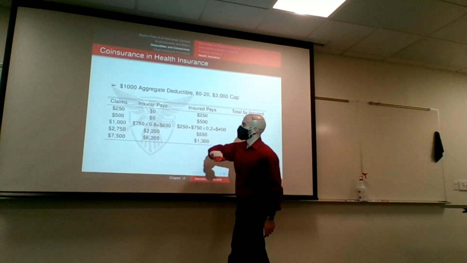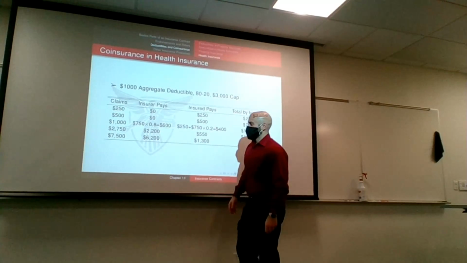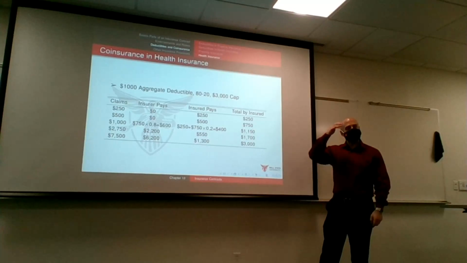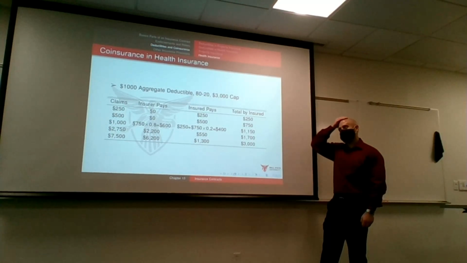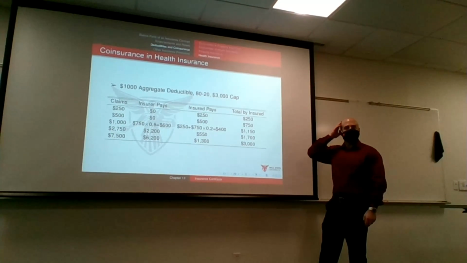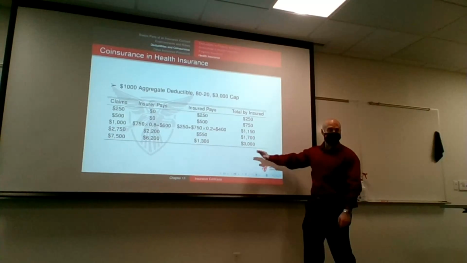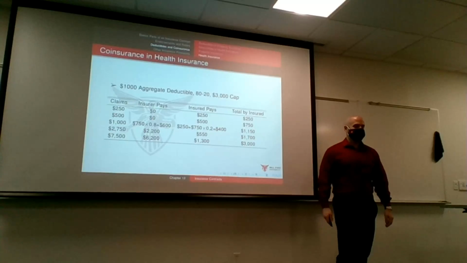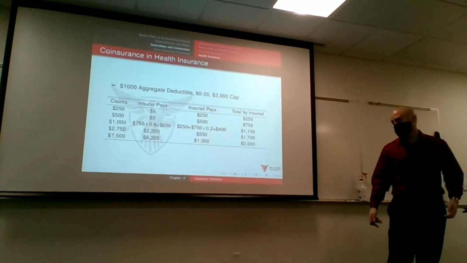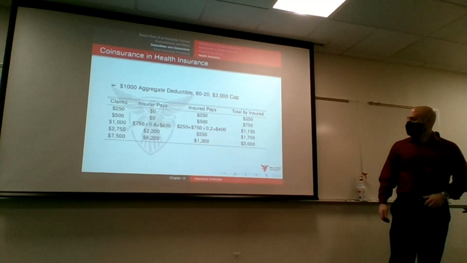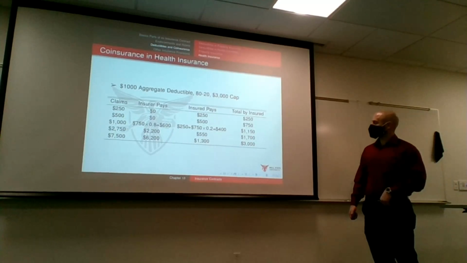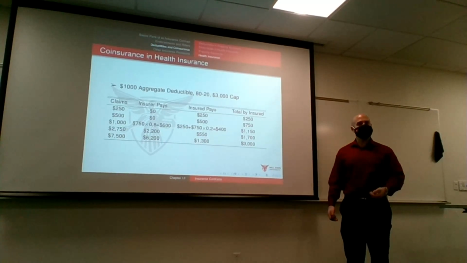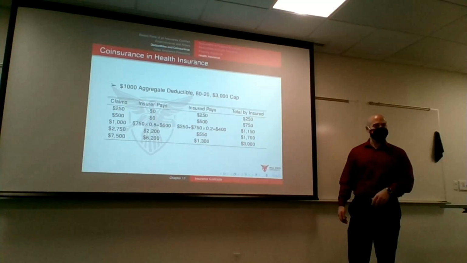But what happens when we get to this $7,500 loss here is that we hit the out-of-pocket. Meaning that any loss in this policy period after this $7,500, the insurance company is going to pay for it. And again, there will be worksheets and keys, and we'll spend some more time in class going over these examples too.